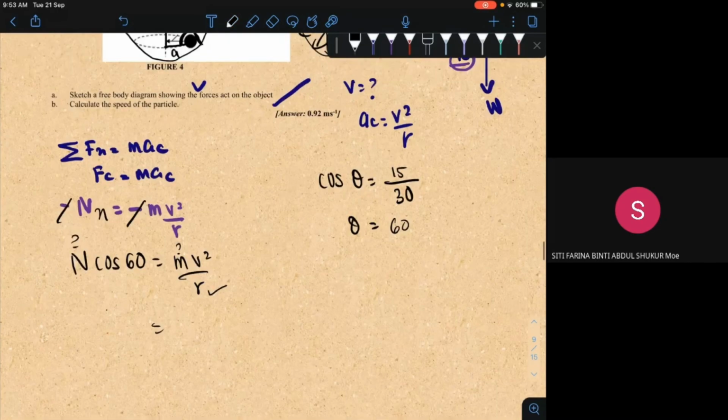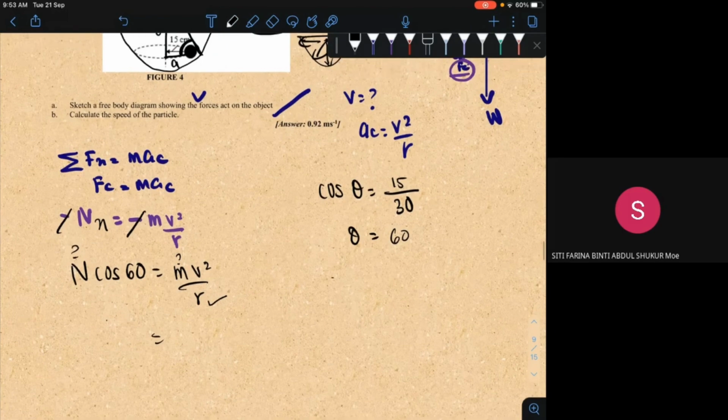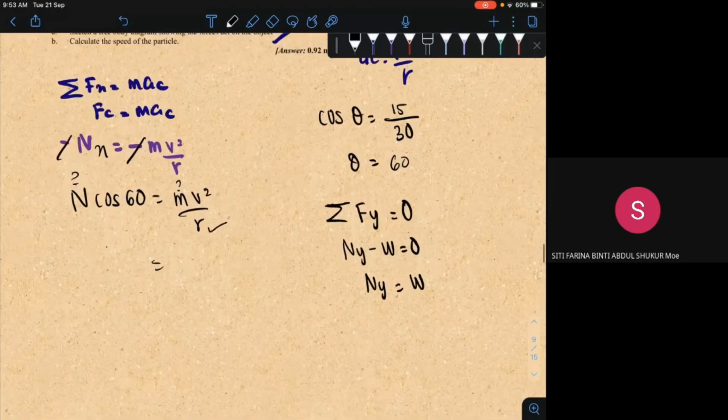So summation Fy, kita akan guna bantuan summation Fy pula. Fy sama dengan kosong, along Y component kita ada Ny tolak dengan W sahaja sama dengan kosong. So Ny akan sama dengan W. So your Ny adalah N sin 60 sama dengan mg. So basically N sama dengan mg divide by sin 60. Okay, M is also an unknown, so kita tak akan proceed, kita akan biar dia sebagai satu unknown juga dekat sini.